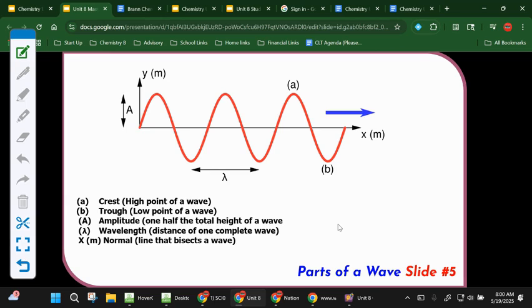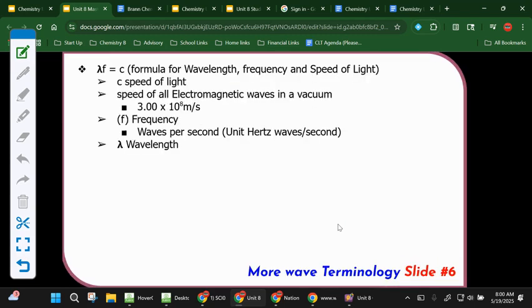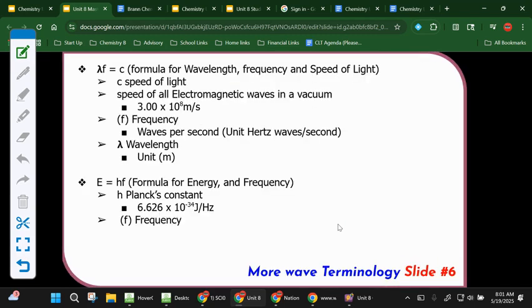Okay, here we go. This slide I want to go over real quick with you. Okay? First of all, understand, this formula will not be on your test.